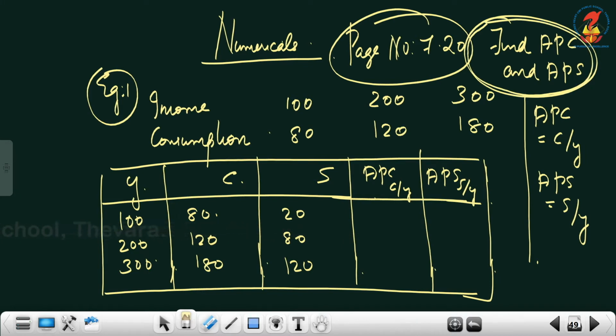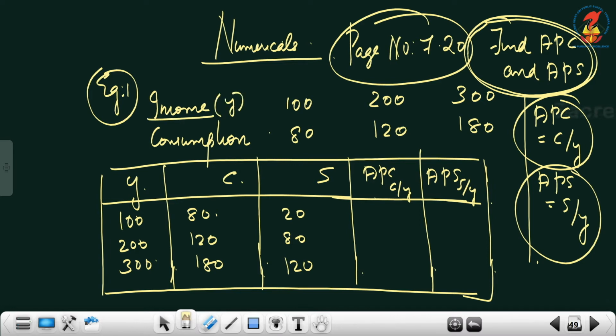You know what is APC? APC is C by Y, APS is S by Y. So keep that in mind and start doing the problem. Now what information is given in your problem? Income is given, that is Y. Consumption is given, that is C. What are the income levels given here? 100, 200 and 300. What are the consumption levels given here? At 100 level of income, consumption is 80. Then at 200, 120 is the consumption level. At 300 level of income, 180 is the consumption level.